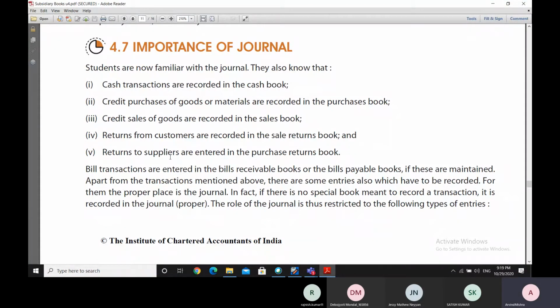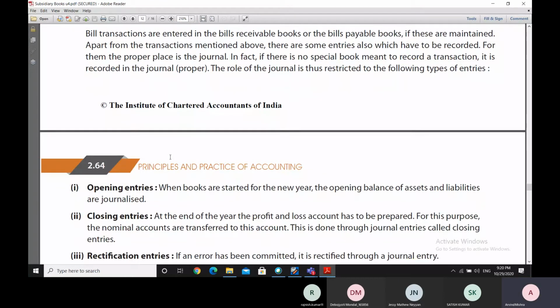In fact, there is no special book which is meant to record a transaction, and any transaction is normally recorded in the journal. The role of the journal is thus restricted to, number one, opening entries. When the books are started for the new year, the opening balances of the assets and liabilities are written in the ledger. But before writing in the ledger, a journal entry is made. So opening entries are made with the help of the journal entry.